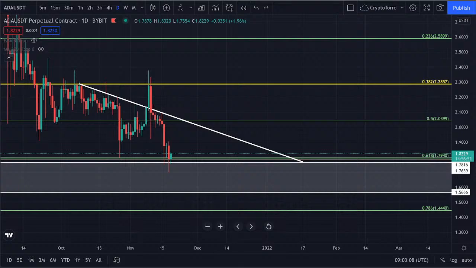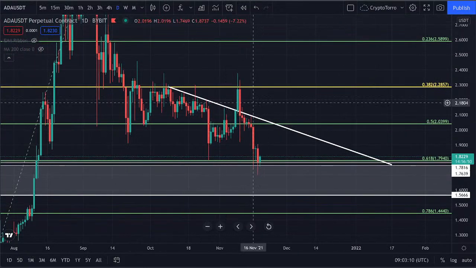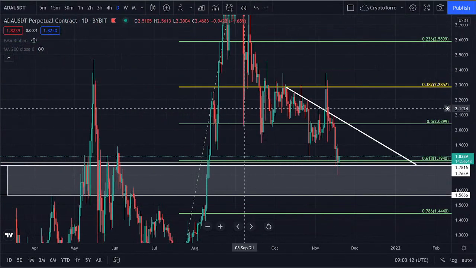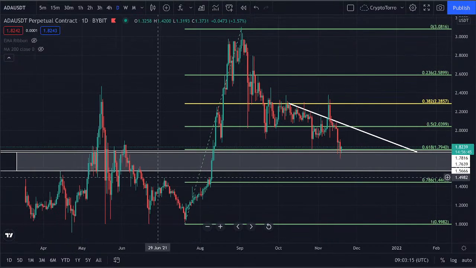This being said, I wanted to discuss on the daily time frame what I think is absolutely important. Those are the horizontal levels of support and resistance. You can clearly see that this level has been a major level in the past.